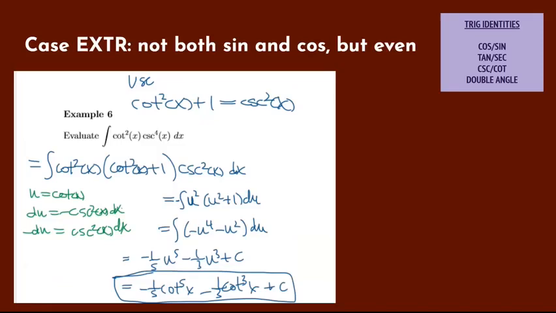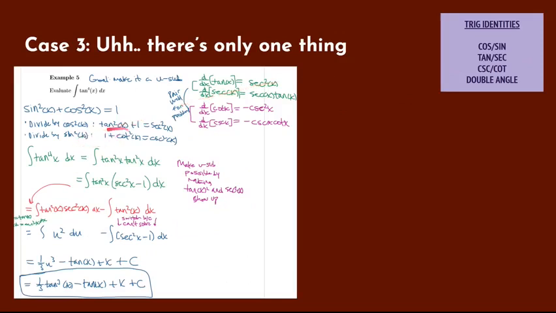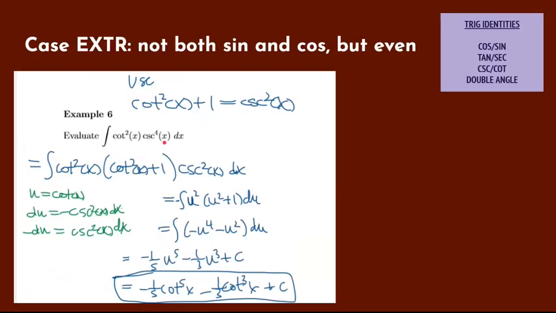Case extra. Well, this is just a different thing, but this is a little bit different because they're both even, but since it's not sine and cosine, we can't use the double angle identity. So instead, we're just going to use the identity that has cosecant and cotangent, which is right here: 1 plus cotangent squared equals cosecant squared x.